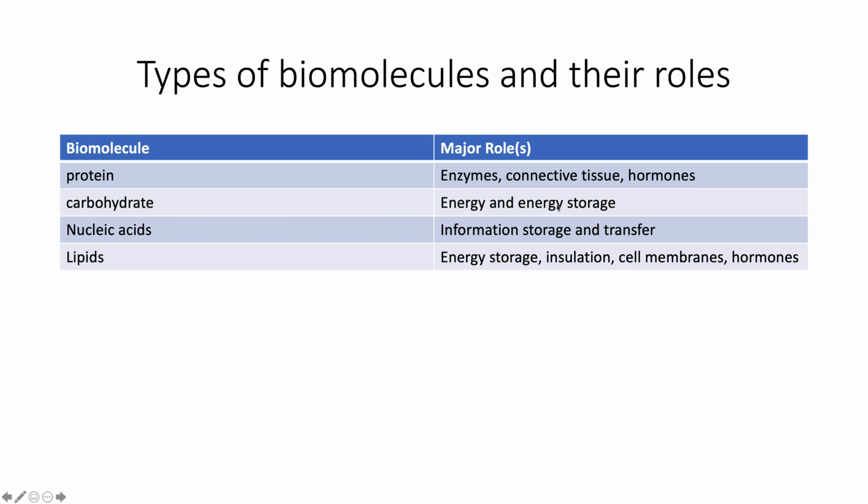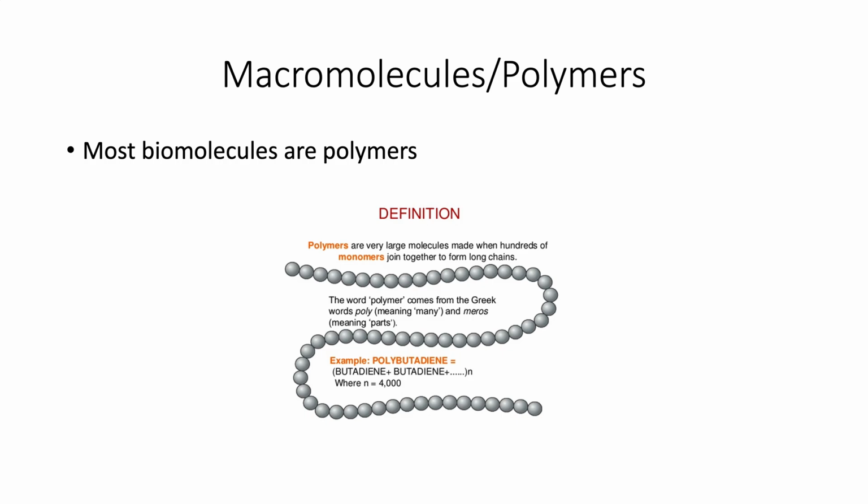Carbohydrates are for energy and energy storage, although they do have a structural role. Plants have a lot of carbohydrate. The most common biomolecule in the world is plant cell walls, but mostly energy and energy storage. Nucleic acids are information transfer, and lipids are also energy storage, insulation, cell membranes, and also hormones. And we'll talk about each of these briefly. All right, so let's start with one other concept.